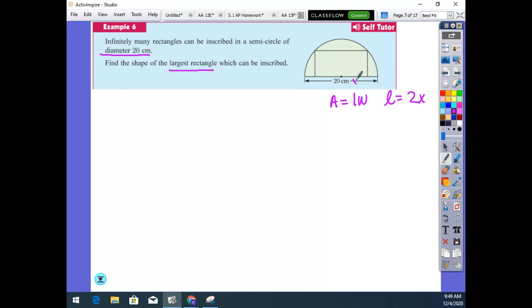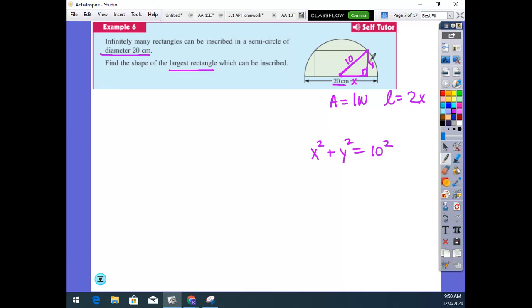So if this is x right here, this is going to be the radius of the circle. Well, if the diameter is 20, then I would know the radius is 10. And then this would be y, and that I know is always a right angle in a rectangle. So we can use x squared plus y squared equals 10 squared using the Pythagorean theorem.